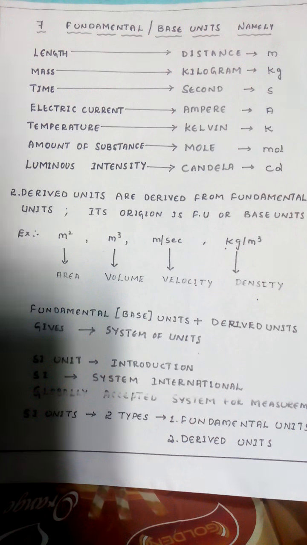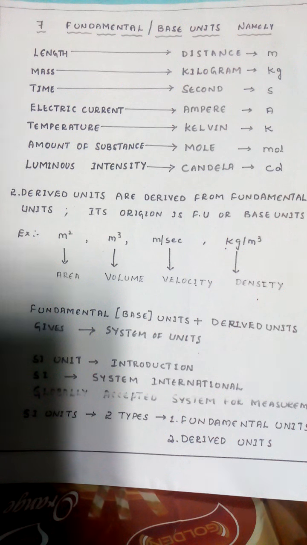Yes, coming to derived units. Second type of units, derived units. These derived units are derived from fundamental units. Like I said just now, velocity is a derived unit. The velocity is derived with displacement by time. Displacement is measured in meter and time is measured in second. Those are fundamental quantities, right? So from those fundamental quantities, velocity is derived. So velocity can be measured in terms of meter per second. So derived units are derived from the fundamental units. Its origin is fundamental unit or base unit.